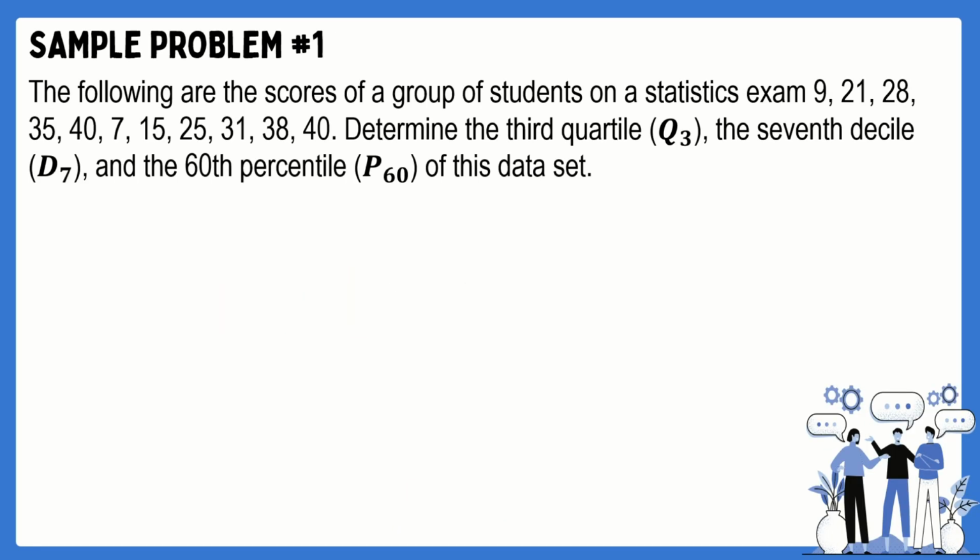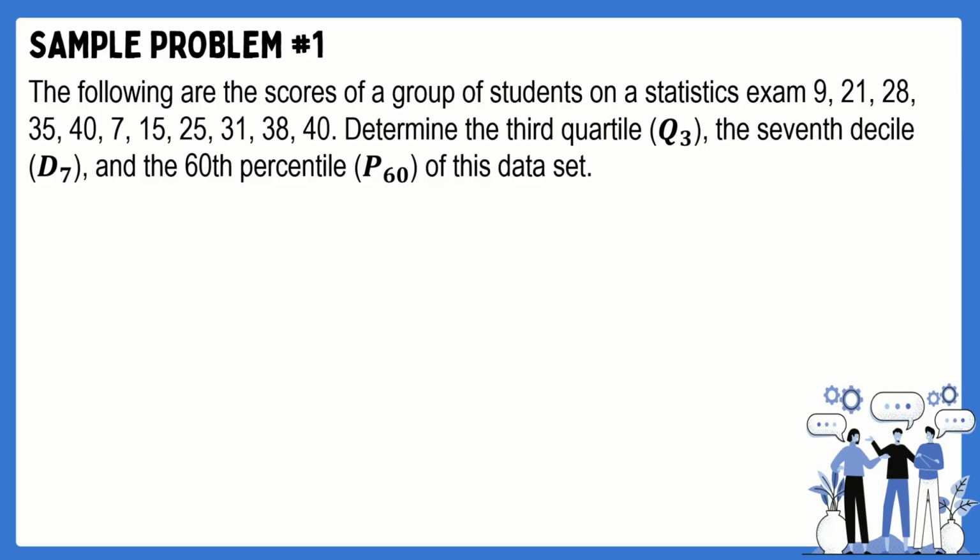So we have sample problem number 1 for ungrouped data. The following are the scores of a group of students on a statistics exam: 9, 21, 28, 35, 40, 7, 15, 25, 31, 38, and 40. Determine the third quartile, the 7th decile, and the 60th percentile of this data set.